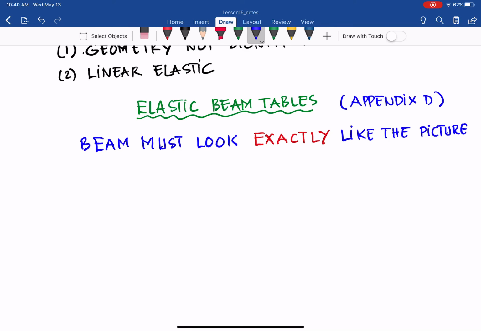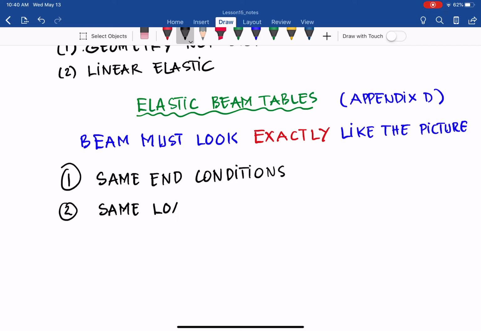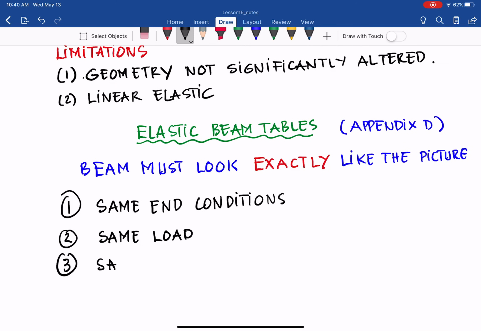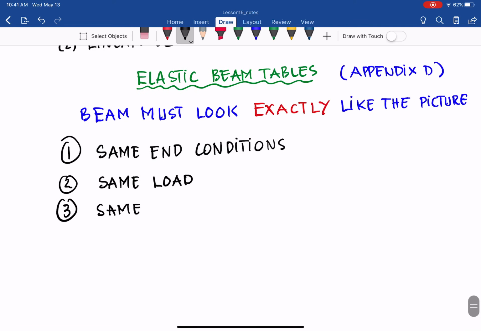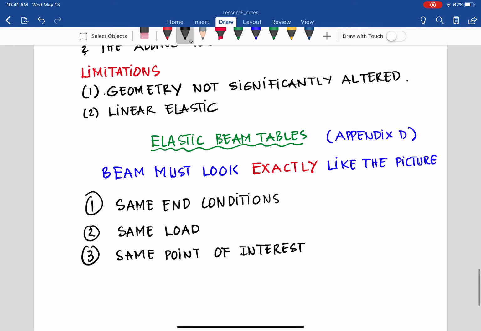Let me elaborate on three things that need to be exact. The first is the same end condition. Number 2, it has to be the same load. If it is a concentrated load, it has to be a concentrated load. Distributed load, couple, same load. And then the same point of interest, because different points have different deflection and different slope, right? Those are the conditions to apply the elastic beam table in Appendix D.